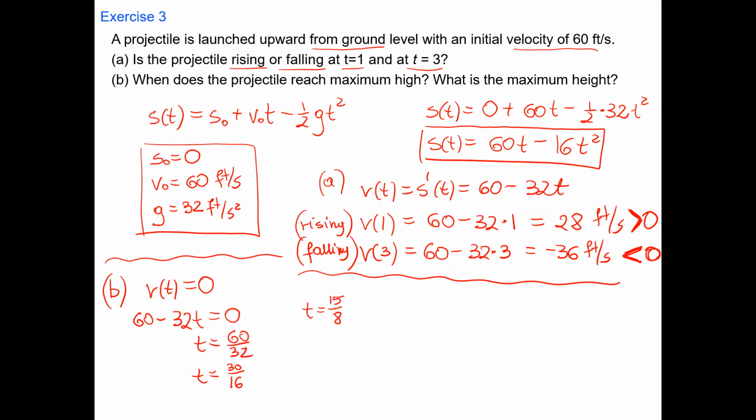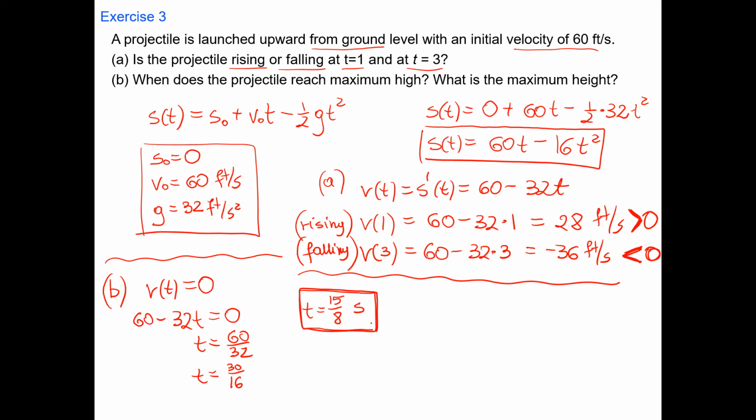15 over 8, almost 2. Yes, because if this will be 16 over 8, it will be 2. Okay, that means it's 2 seconds. I mean 15 over 8. We can keep this. That means at this moment, velocity is 0. At this time, 15 over 8 seconds, the velocity is 0.